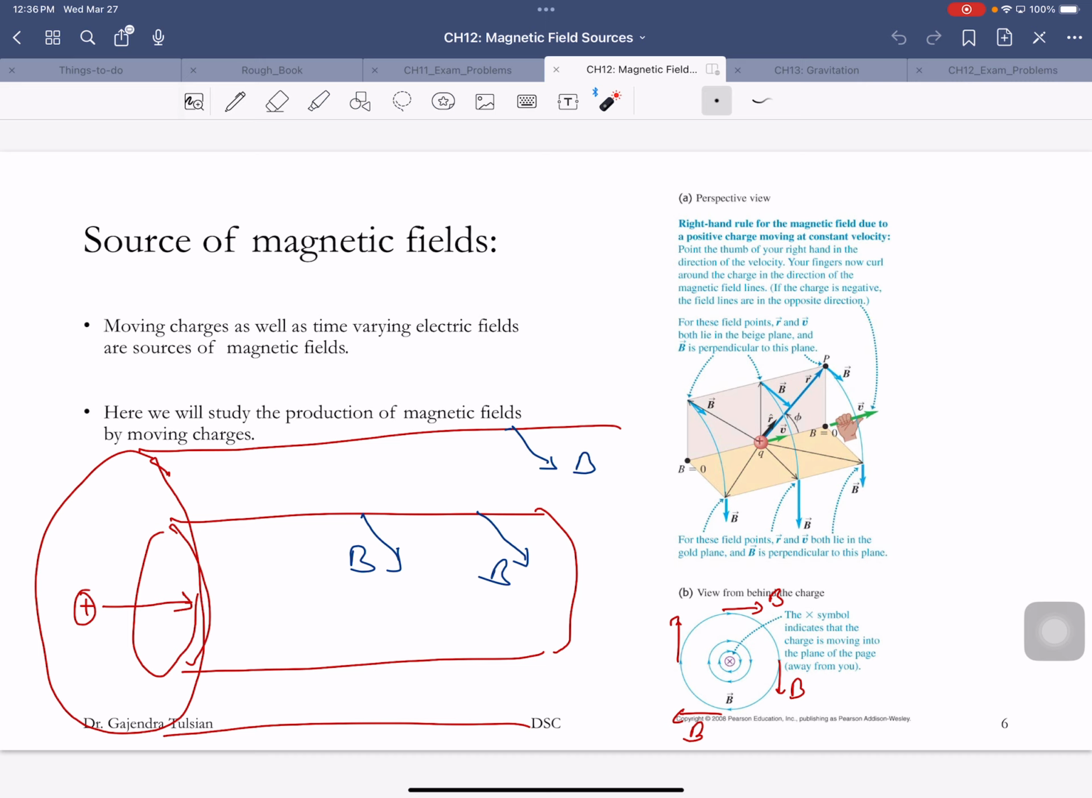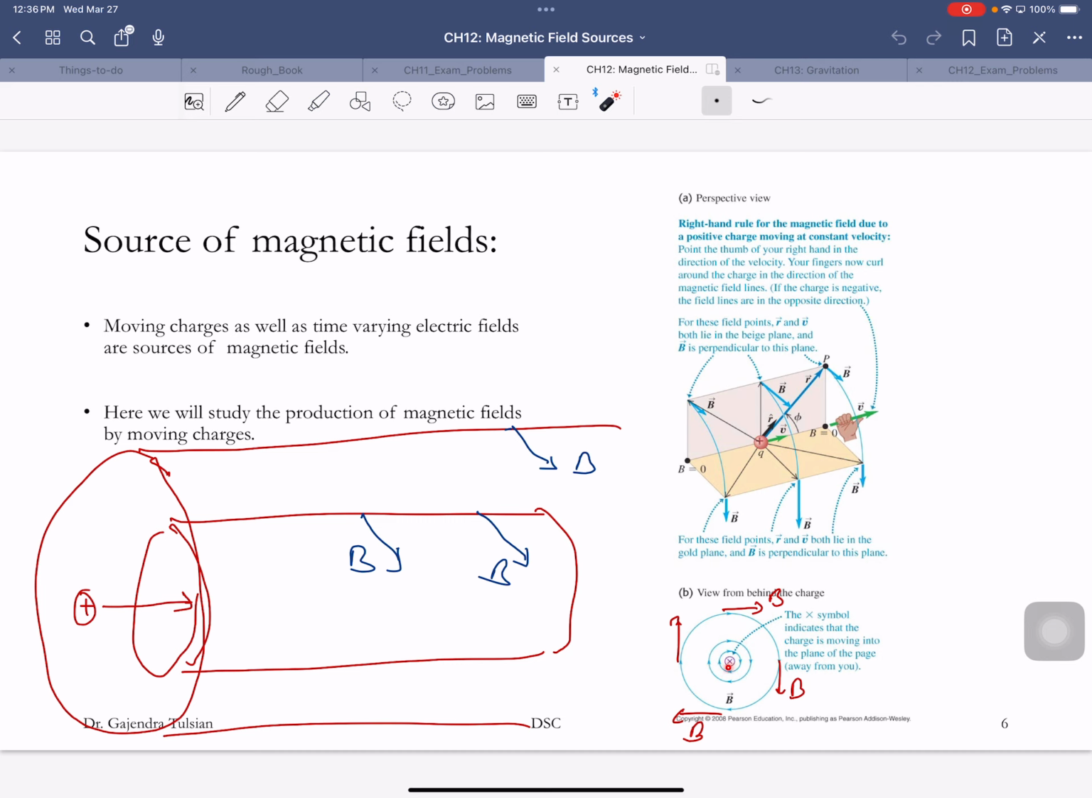And the sense is as follows. You use your right hand, point your thumb in the direction of the motion of the charge, and your fingers point in the direction of the magnetic field. So the magnetic field points like that. And also, the further out you are from the charge, the weaker the field gets. So that's how the fields are produced. These moving charges produce that field. Okay, so that's the configuration.